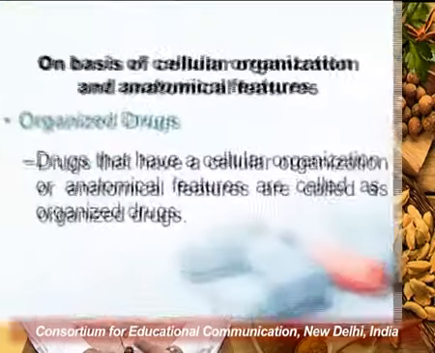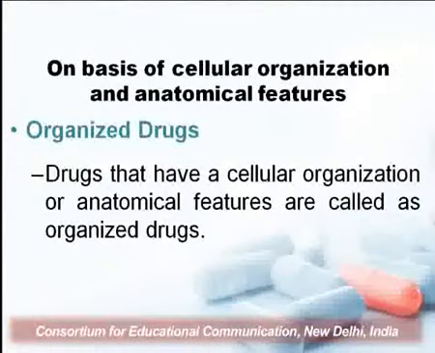Organized drugs are the drugs that have a specific cellular organization, meaning they have a cellular arrangement or anatomical feature. Since most of these organized drugs are obtained from plants, they have specific cellular structures, and since they have cellular structures, microscopy or microscopical studies become an important aspect of organized drugs. There are certain plant drugs that do not have a cellular structure, such as gums or latex or any kind of secretions from the plant.